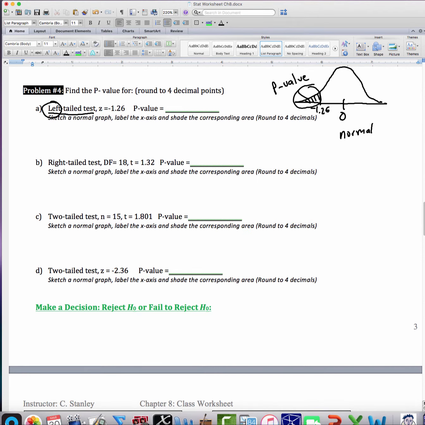0.104. And that's your graph right there. Okay, so right-tailed tests have DF and a T, so we could graph this thing. Let me give myself a little bit more room if I can.